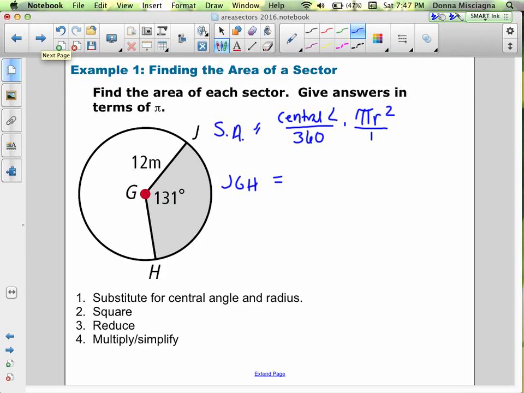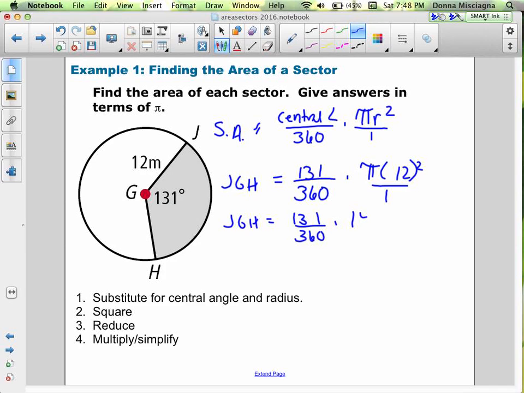And that's equal to 131, which is the central angle, over 360, which is the whole circle, times pi, and then the radius is 12 squared. And I like to put a 1 there just to keep everything nice and lined up. All right, so we have substituted. Now we're going to square. You do have to square before you reduce. Technically, you could reduce within the central angle over 360, but I find it easier just to square, and then you can reduce anywhere you want. So JGH equals 131 over 360 times 12 squared, which is 144.